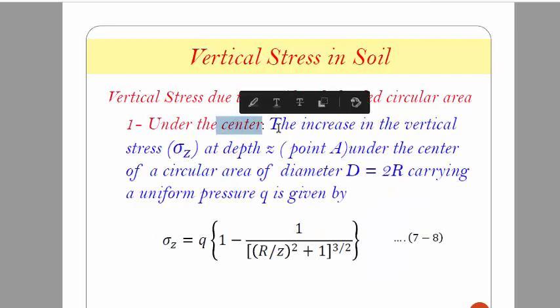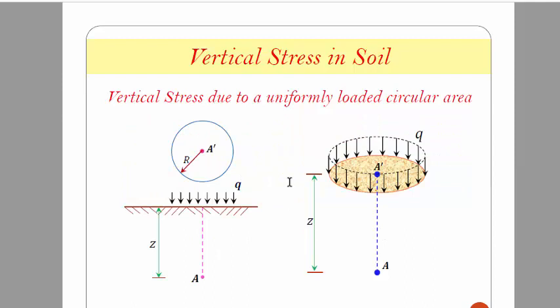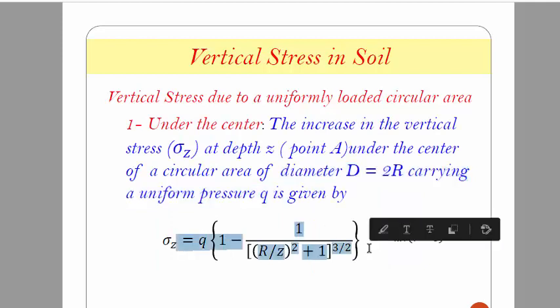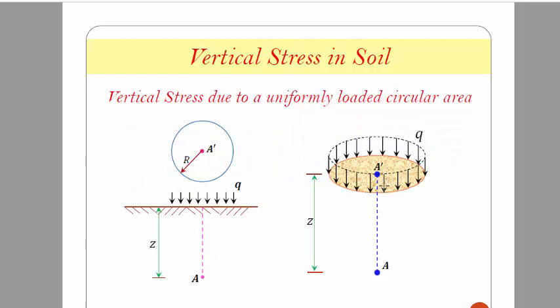So under the center, the increase in vertical stress sigma z at depth z, at point A under the center of a circular area carrying a uniform pressure q. So q, this is the center. Below we calculate, simply this is a formula, sigma z equals q times (1 minus ...) in terms of r by z. Simply we put the formula related to sigma z, put the q and r by z, and calculate the vertical stress below the circle.